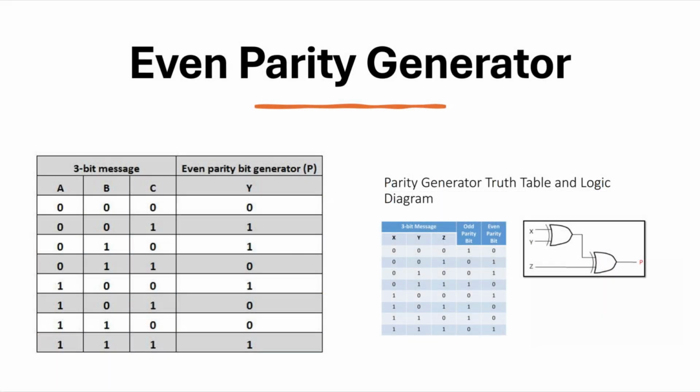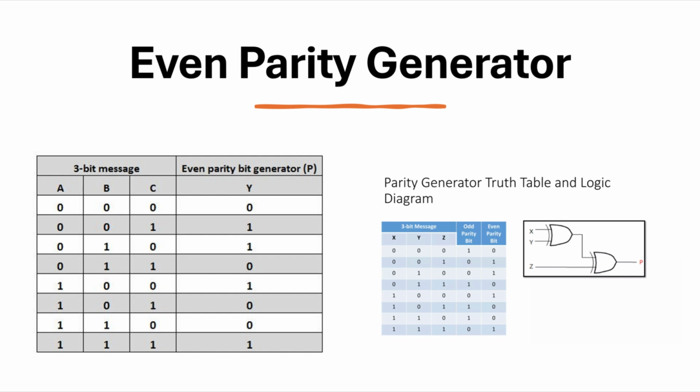Now let us look at the even parity generator. This is the partner to the odd parity generator we just saw. Same idea. Same structure. Only the rule is opposite. Look at the truth table on the left side of the slide. Again, we have 3 inputs A, B, C, and 1 output P, which is the parity bit. Let me walk you through the rows. First row. A is 0, B is 0, C is 0.